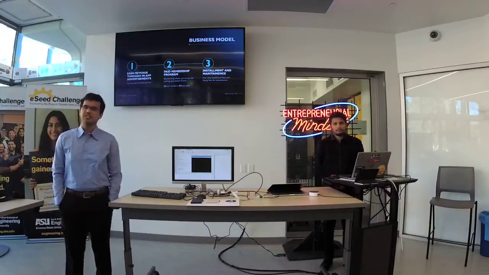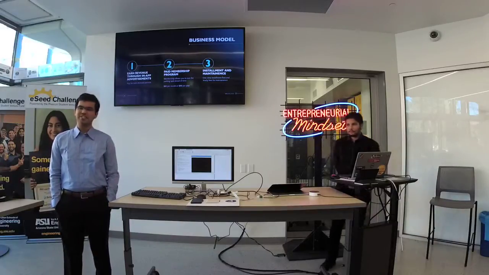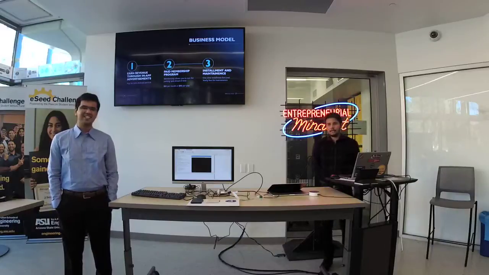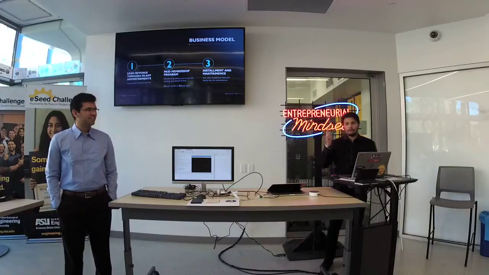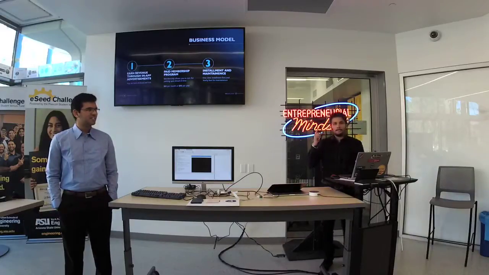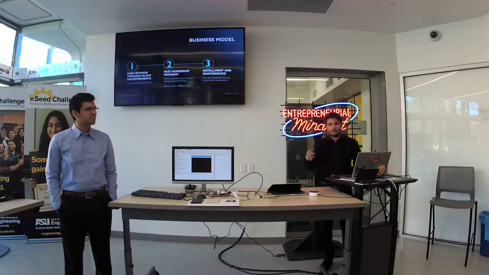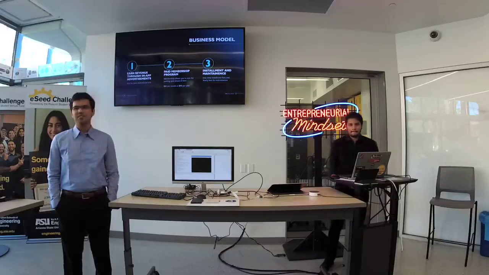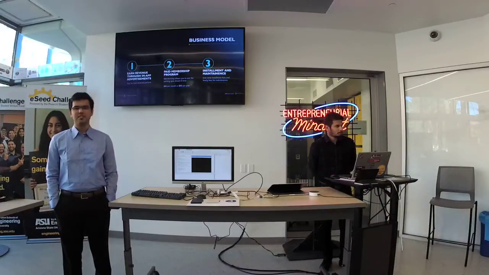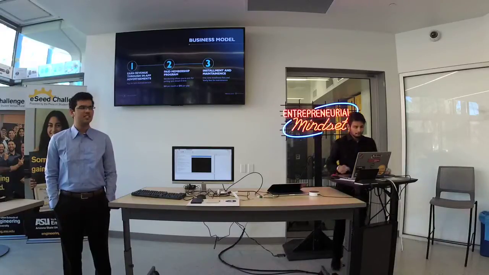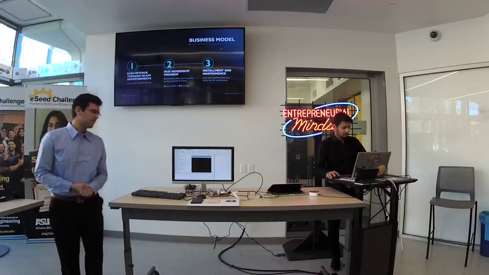Where would you implement this first? Maybe ASU. We have seen that there's a huge problem whenever there are concerts or games happening in the parking lot. So right now we'll start with ASU and then go to the city, and then we can scale it accordingly. Any other questions? Is that it? Yes. Thank you.